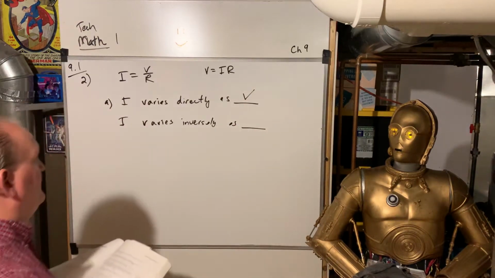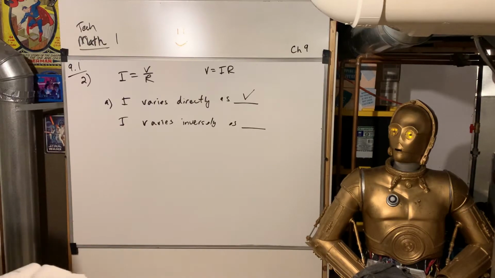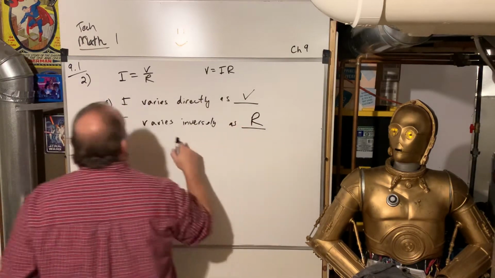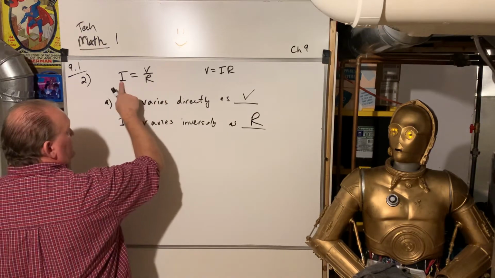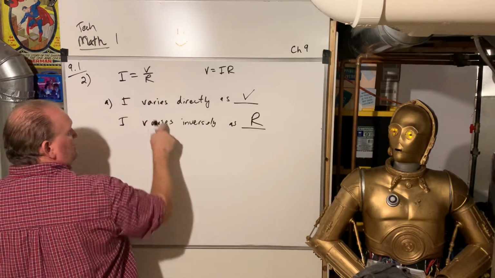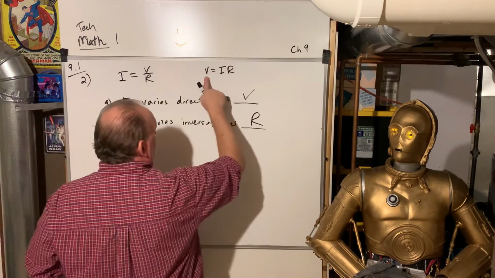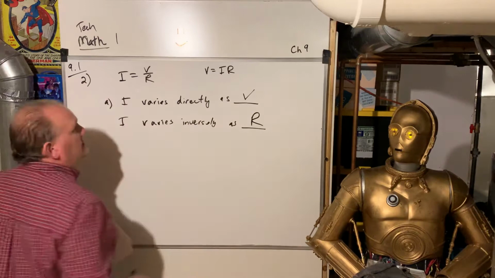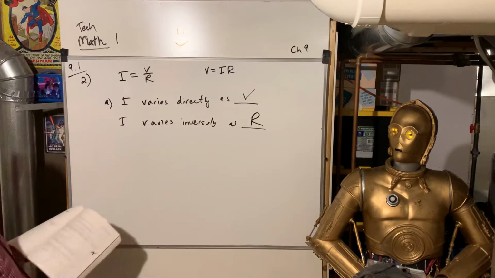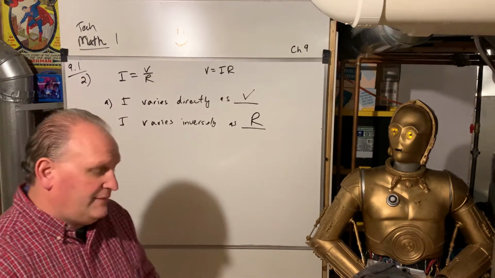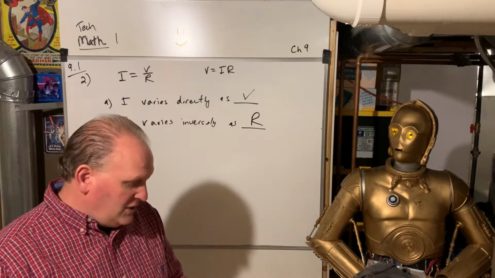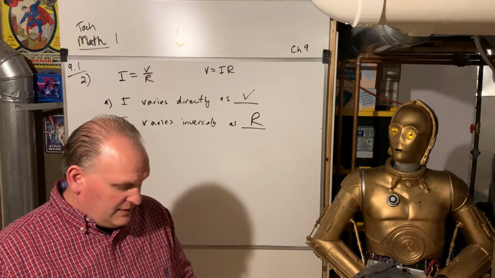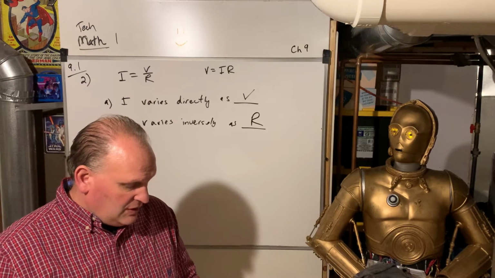and I would vary inversely as R. Because I and R, see, I is here, R is on the bottom, so that varies inversely. And I is on top, and V is on top, so that would be varies directly. All right. Lovely dovely. So formula rearrangement. This is when they're going to ask you to solve for a given formula.